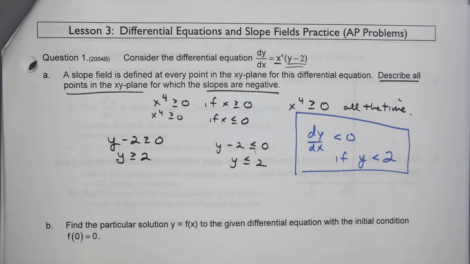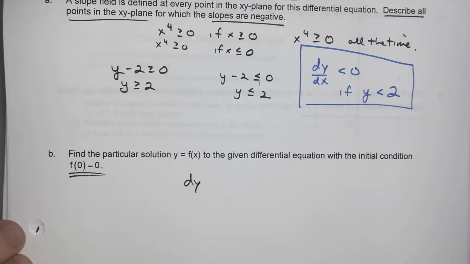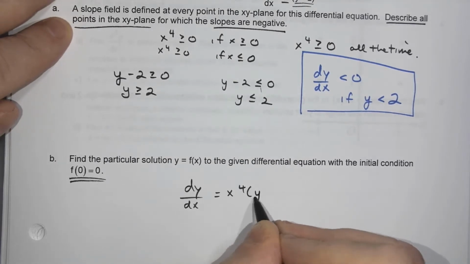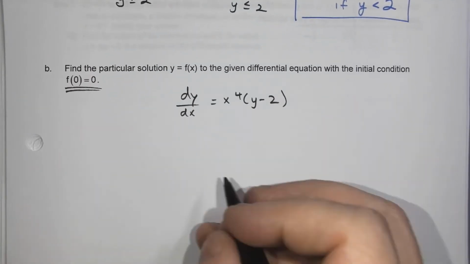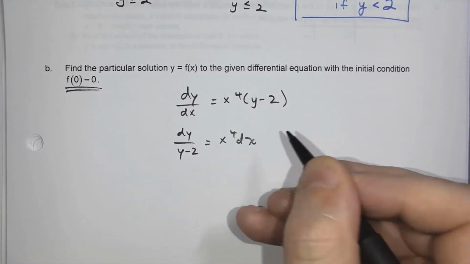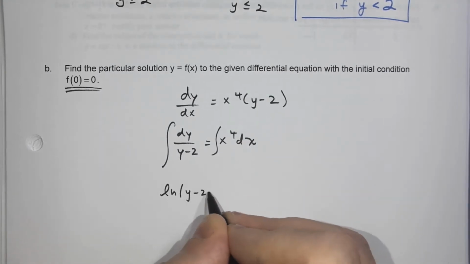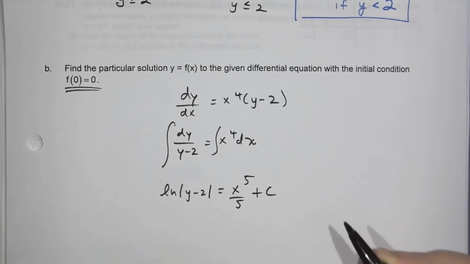Okay, problem number 2. Find the particular solution to the differential equation given an initial condition of 0, 0. Okay, separate the variables. dy over dx equals x to the fourth times y minus 2. Therefore, dy over y minus 2 equals x to the fourth dx. So integrate both sides. The ln of y minus 2 equals x to the fifth over 5 plus a constant.